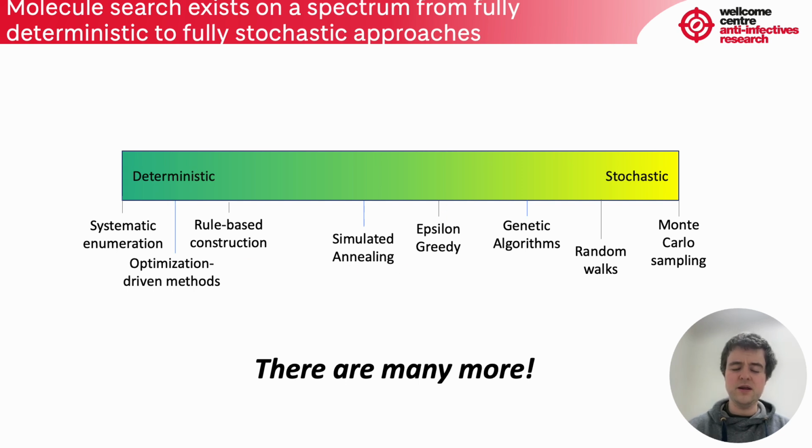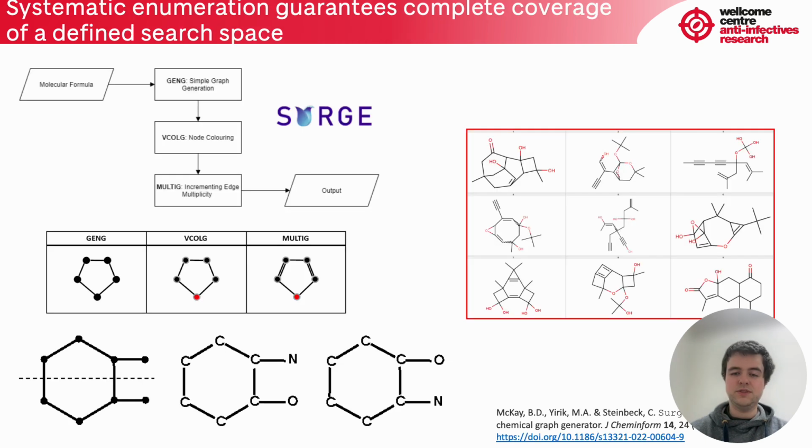In the middle, we have hybrid approaches, where we take a little bit of deterministic and a little bit of stochastic, and we try to find that balance. In the case of, for example, simulated annealing, as we'll come on to, this is where we start stochastically and then we reduce into a deterministic scheme. But certainly there are many, many different approaches. This is just a brief flavor. So to begin with, we'll start with systematic enumeration.